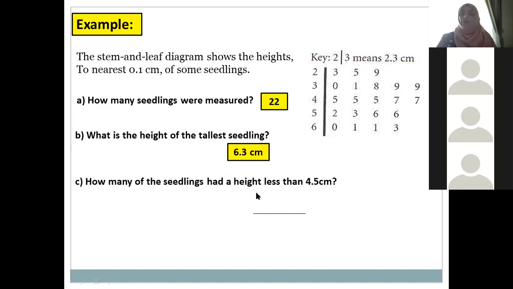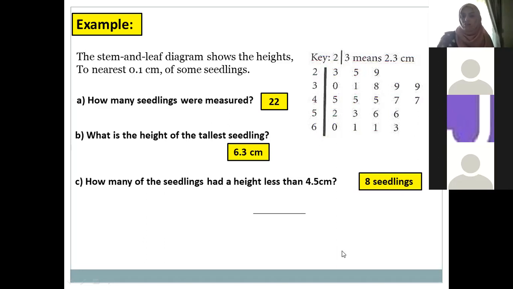How many of the seedlings had the height less than 4.5? Less than 4.5. So you have to check less than 4.5. How many are they? Yes, Jawad. 8. How many? Let's count them. 1, 2, 3, 4, 5, 6. And yes, there are 8 seedlings. That's right. Thank you very much, Jawad.